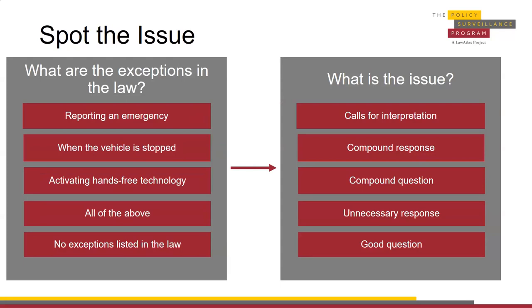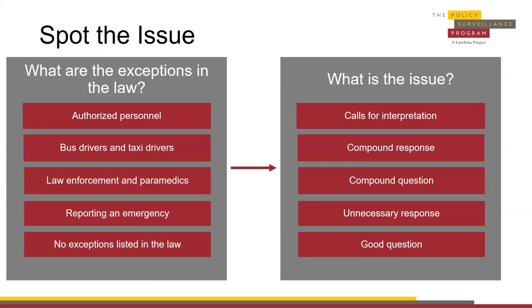We do not, as part of the policies process in our question set, have all of the above answer choices. Again, this will produce data that might not be the most useful, because when a researcher ends up with the data file and notes that this answer choice is all of the above, what is that referring to? All of what above? Instead, we will set up this question so that if it really is all of the above, each of the individual exceptions, reporting an emergency, when the vehicle is stopped, activating hands-free technology, etc., can each be individually answered and chosen. In a way, resulting in the same all of the above answer choice, but in a way that will produce usable data.